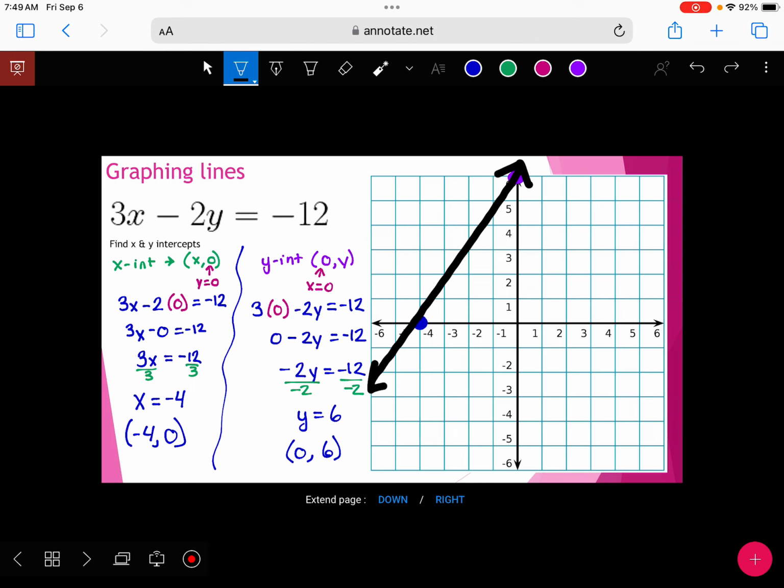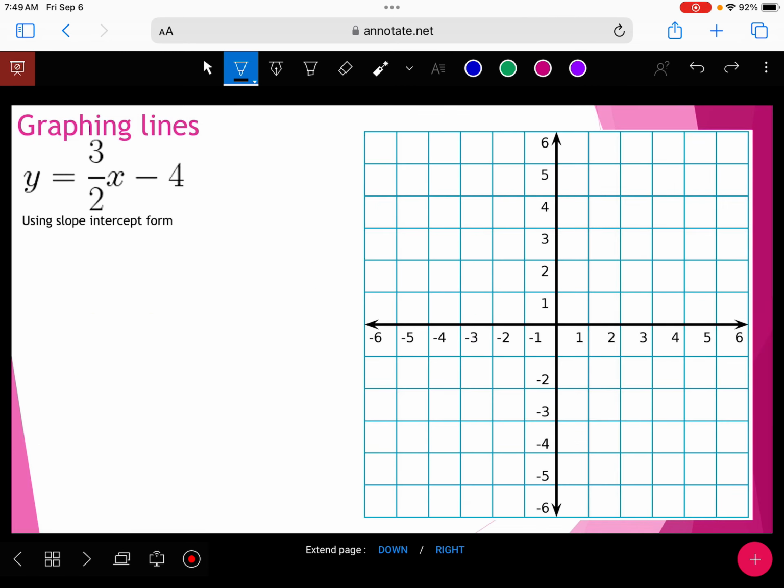One more graph, okay? Questions on this one before I change page? Coolio. Last one. And look at that. I gave it to us in our slope-intercept form. Oh my God. Look at me being nice.